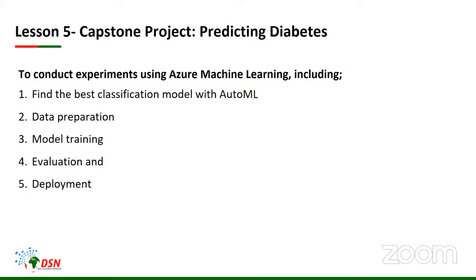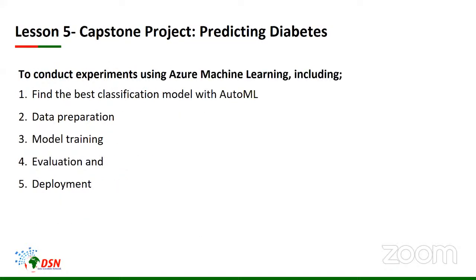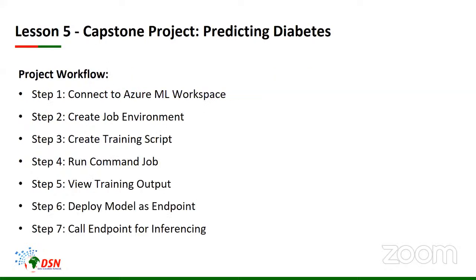We learn how to do all this, and then we learn how to deploy, and we also learn how to use the endpoint to check our results after deployment. So you will see how your model is being consumed by the consumer, by the end user, right? So the first thing you have to do is connect the Azure machine learning, create a job environment.